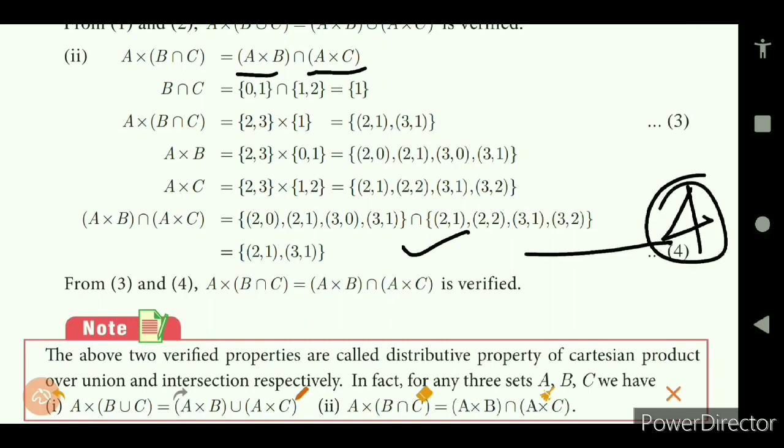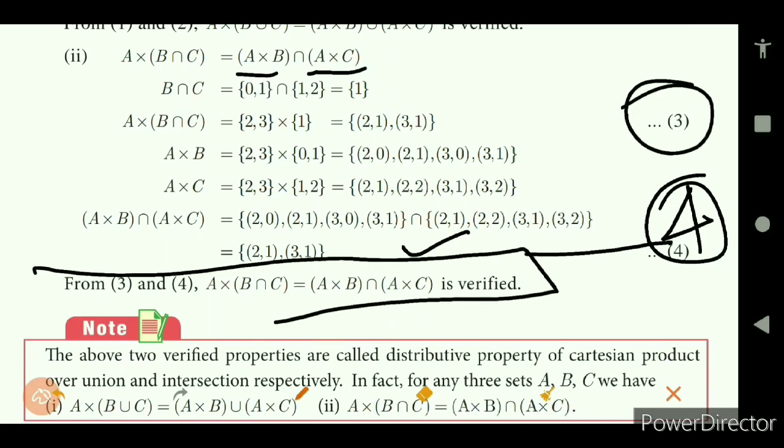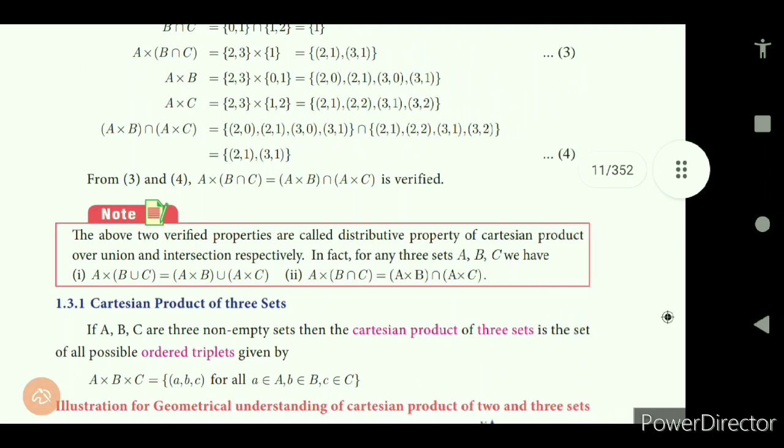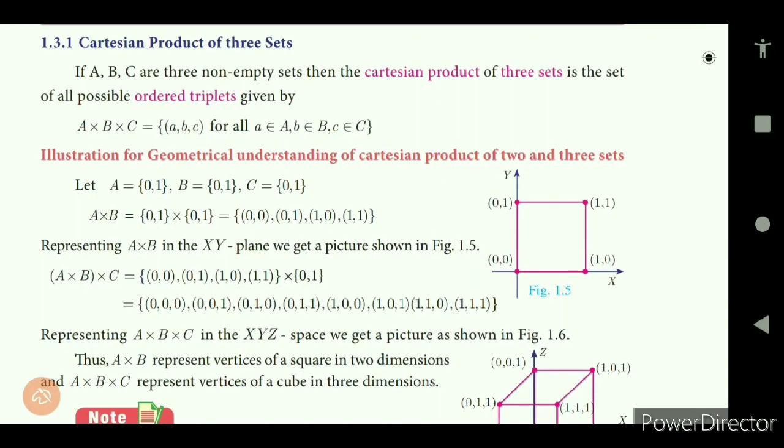By seeing equation 3 and 4, the answers are looking similar, so this is verified. The above two verified properties are called the distributive property of Cartesian products over union and intersection respectively. Going to deal with the Cartesian product of three sets.